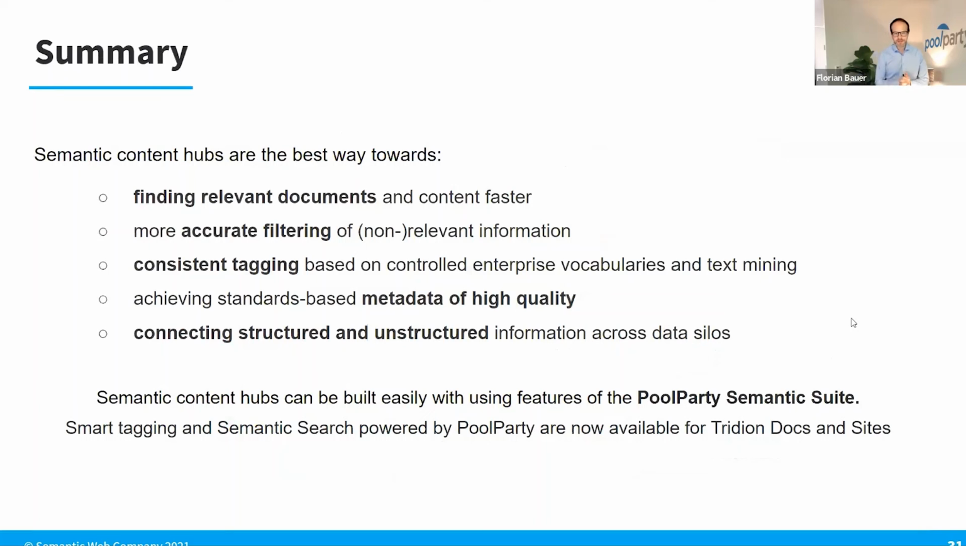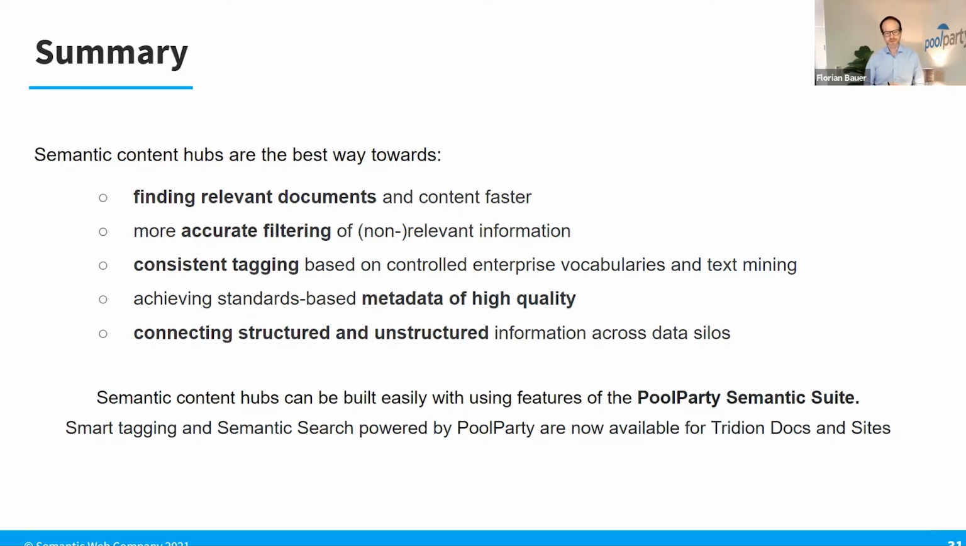So as a summary, I do think that semantic content hubs are really the best way towards a lot of different things. Most important one, finding relevant documents and content faster. Do that more accurately by filtering, on the one hand, relevant, but also non-relevant information, because you don't want to show that. All of that should be done based on consistent tagging, based on controlled vocabularies, which adds another component to that whole picture, with other benefits in a wider sense that can be reused in other projects and so on.